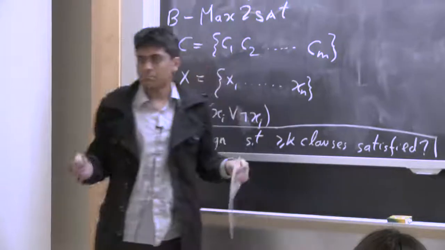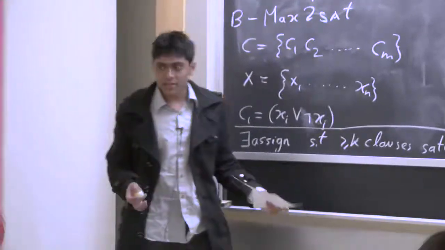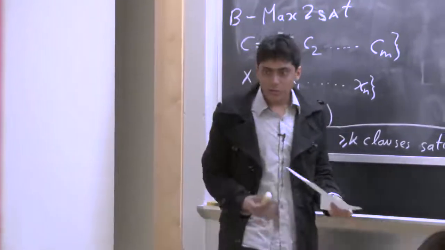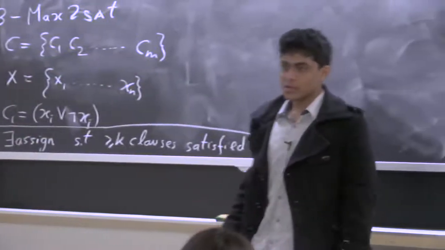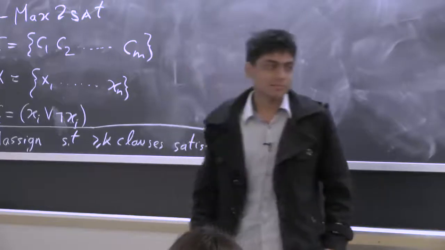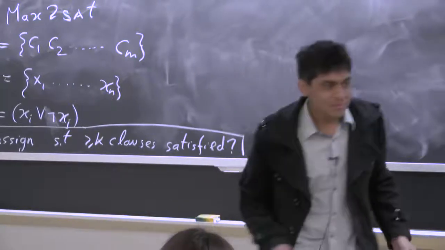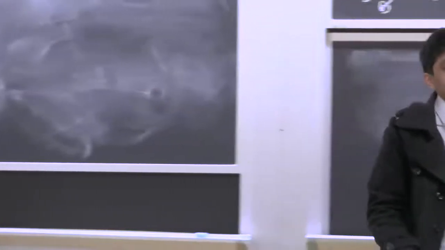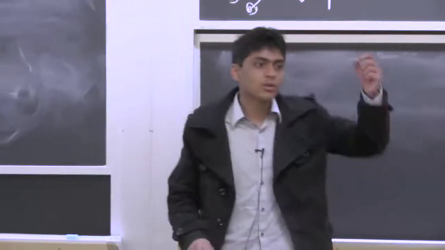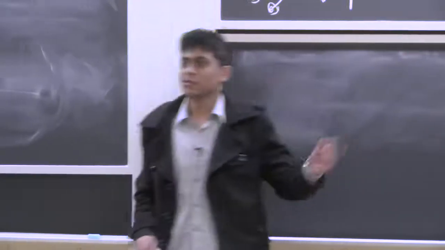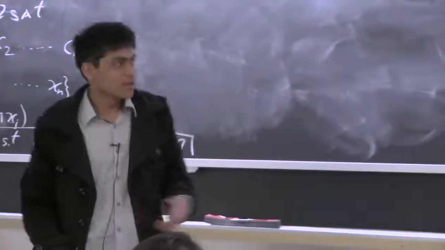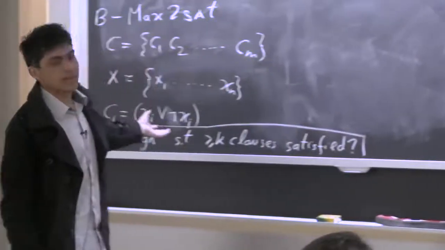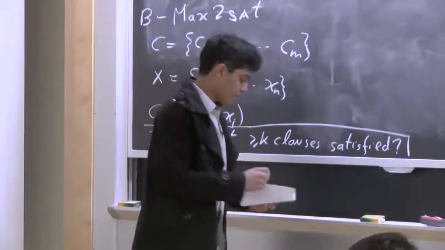So again, is it in NP? What is a certificate? How would someone convince you that there's a solution to this problem? Yeah, they give you an assignment of values to literals, and then you can go through all the clauses and check them. So if they give you x1 equal to 1, x2 equal to 0, x3 equal to 1, and so on, you can go through and check all the clauses and see if at least K of them are satisfied. So this is in NP.